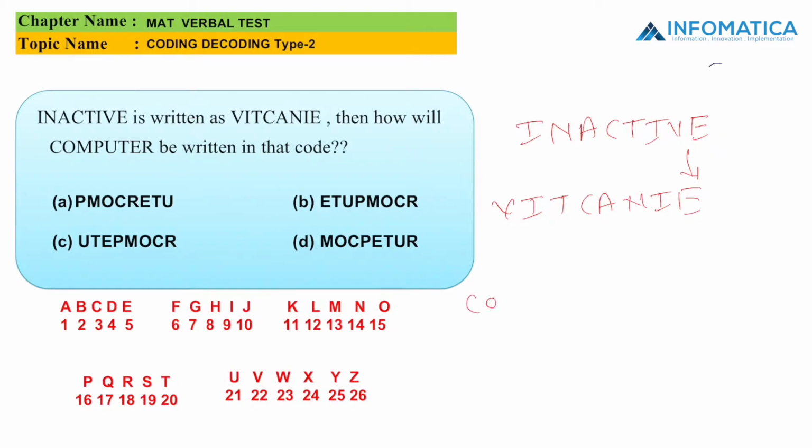So first thing, we write the word COMPUTER. Second step is we keep the last letter, which is R, the same, and then the letters from C to E will be reversed. So I will write E first, then T, followed by U, P, M, O, and C. So we get ETUPMOCR. If we check the options, we understand that option B is the right answer.